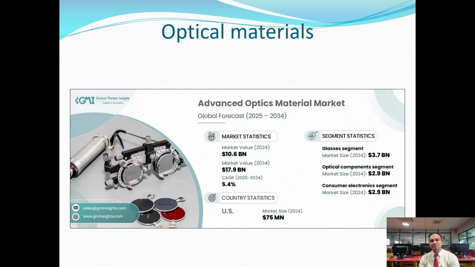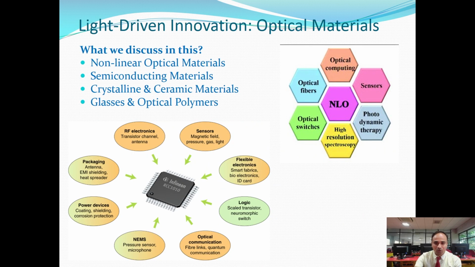Look at this one example for optical materials, its global market. The market study says that in 2024, it is around $10.6 billion. The market value after 10 years will be $17.9 billion, almost going to double. It means that if you study this, you can start your own industry to manufacture these optical materials. You can contribute to the GDP. This is one reason we study these optical materials.